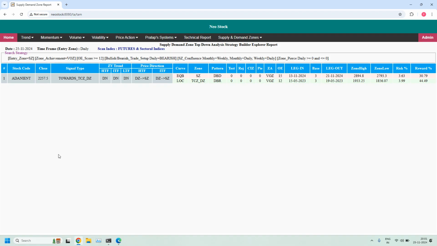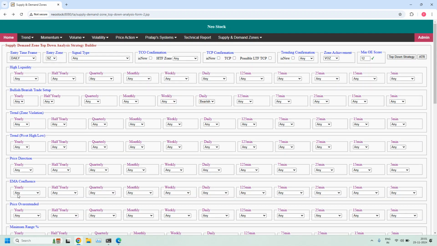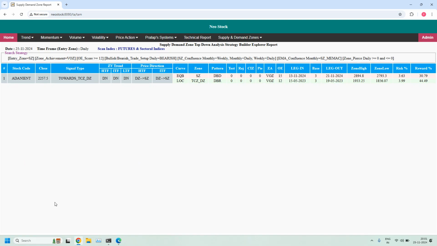And this is already filtered as a high probability. And monthly supply zone is having monthly EMA confluence, also already more high probability setup. Let's verify in the EMA confluence, monthly time frame, monthly supply zone with monthly EMA confluence. Yes, it is filtered.